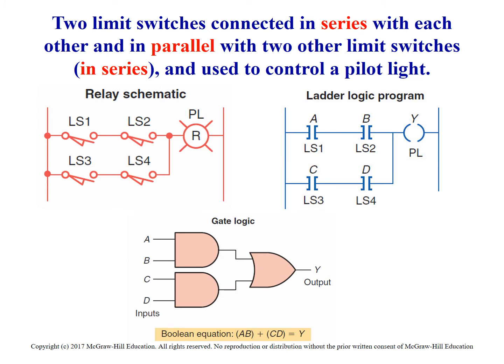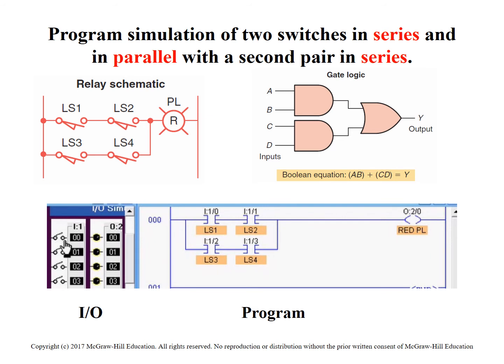So now we're moving into the next level. We've got limit switch 1 and limit switch 2, or limit switch 3 and limit switch 4. Let's take a look, see how that works. Okay, so now as you can see here, we've got basically all four of those on, and we have the light on as well. We could have just these two or these two.